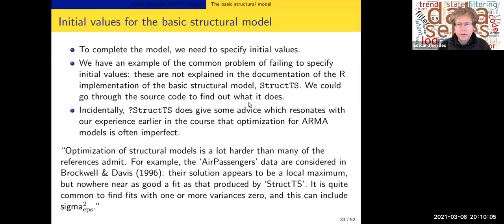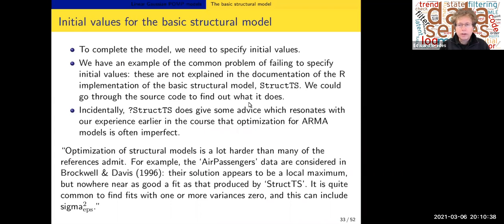You may have noticed that when I specified the basic structural model, I didn't specify the initial values. This is a common problem, failing to specify initial values. If you try to work out what they are for the structural model in R given by the function StructTS, then it turns out the help documentation doesn't even describe the initial values. We could go through the source code to find out how the initial values are done. I haven't done that yet.